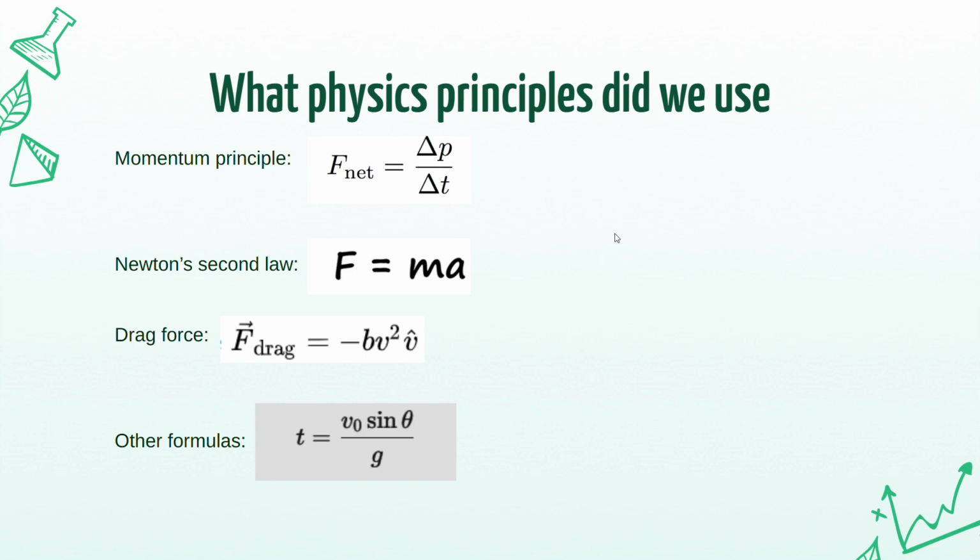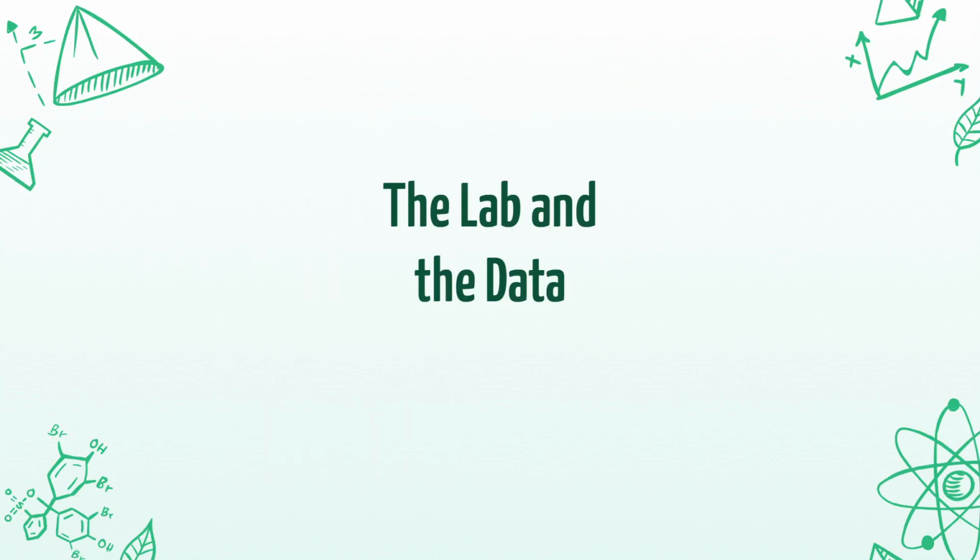What physics principles did we use? One of the physics principles we use is the momentum principle, which is the net force is equal to the change in momentum over change in time. The second physics principle we use is force is equal to mass times acceleration. Another one we use is drag force is equal to negative b times velocity squared times v hat. And the last formula we will use is t, the time it takes an object to reach its highest point, equal to initial velocity times sine theta over g, which is gravity.